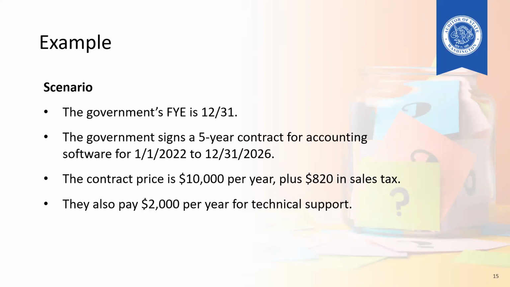That technical support is a service. Your SBITA liability should only include amounts paid for the right to use the software. Both taxes and technical support are not payments for the right to use the software, so they are excluded.